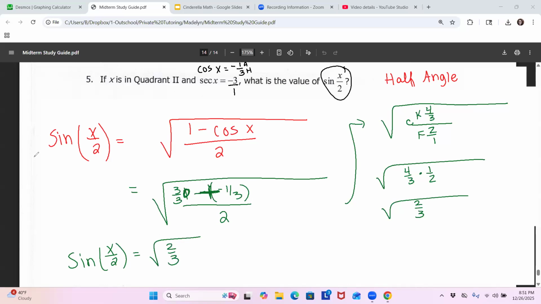If your teacher is uptight and doesn't like a root on the bottom, this is what we'll do. We'll split it into root 2 over root 3, and we'll times by root 3 over root 3, and we would get root 6 over 3. That would also be correct. That's probably a little more correct. And again, we don't need the plus minus because we deduced that this angle was in quadrant 1, so it's positive square root 6 over 3.